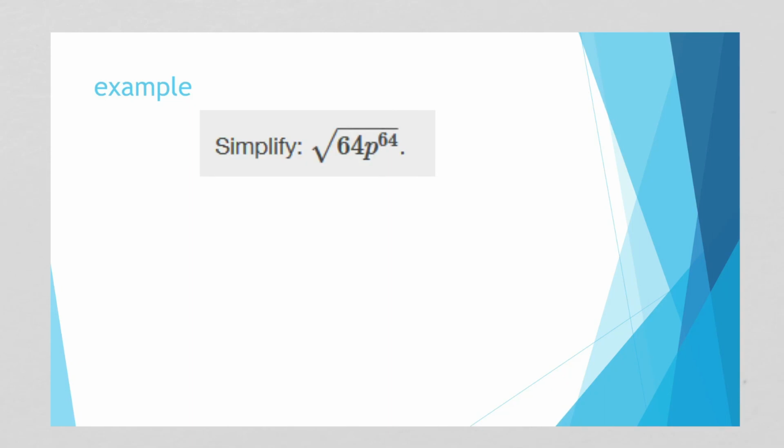All right, take a look at this one. The square root of 64 is 8. Now, if you have 64 shoes in your closet, how many pairs do you have? You actually have 32 pairs.